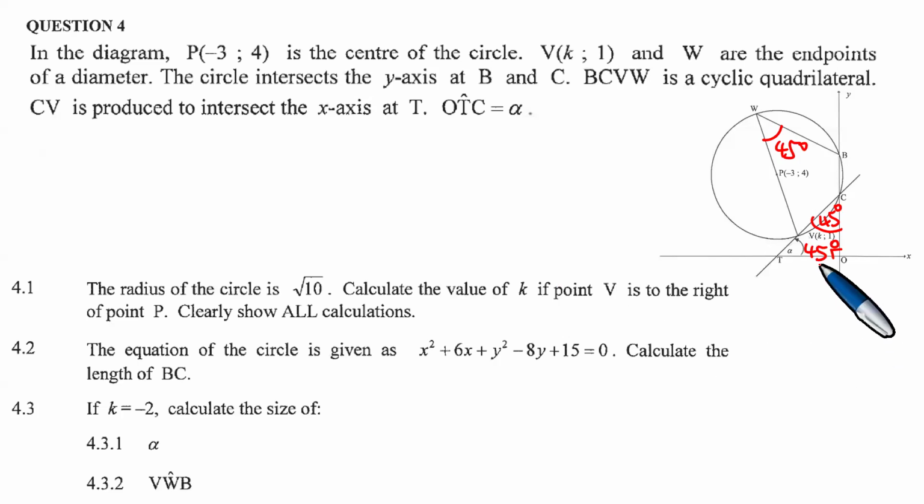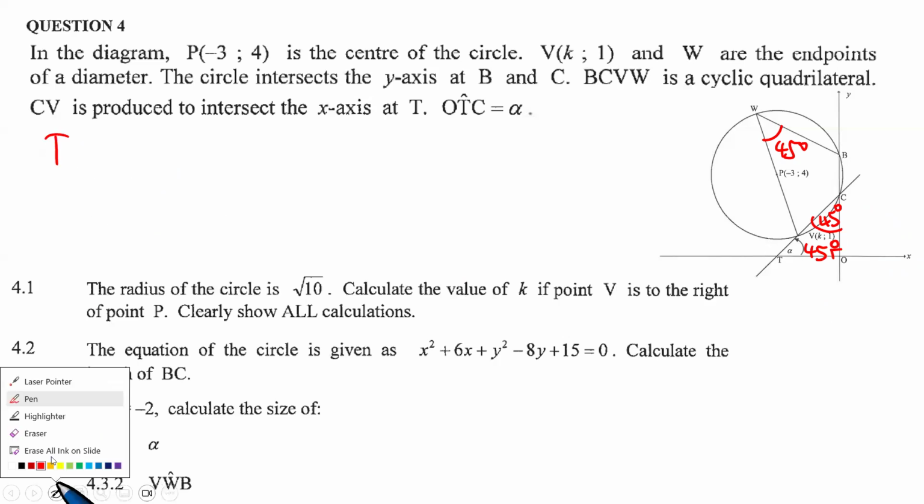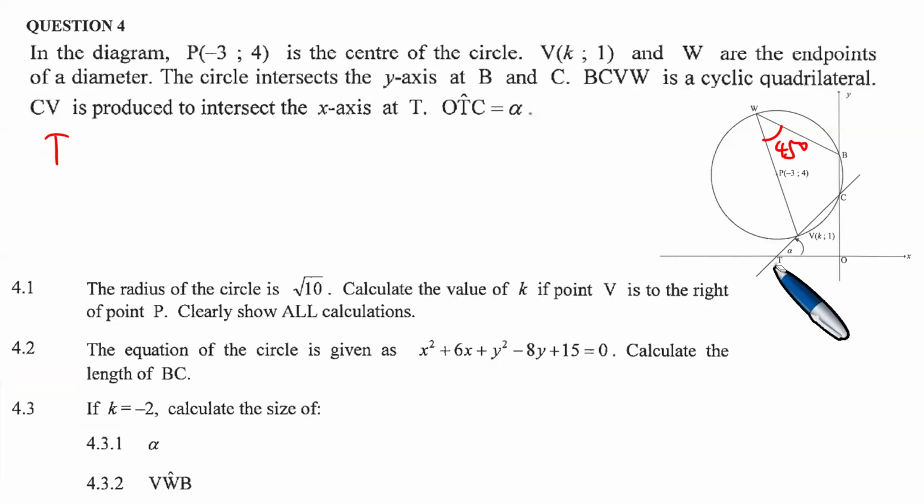But this one is exactly the angle they want, VWB. So first things first, we note that angle TCO, we can write that, angle TCO, is 45 degrees.